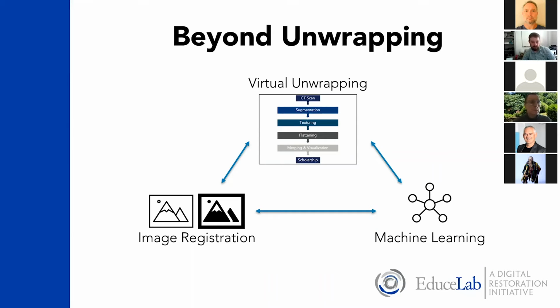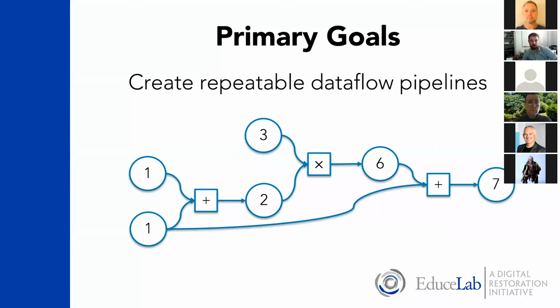So a couple of goals that we want to address today are, we want to create repeatable data flow pipelines. And what I'm showing you here is an example of that as a graph. This is an example of adding numbers and then multiplying them and then adding them again to produce a final result, 7 on the end. We want to be able to construct a graph, save it out in such a way that we can reload it and re-verify that the result we get when we run it again matches our original result. So just repeatable data flow pipelines.